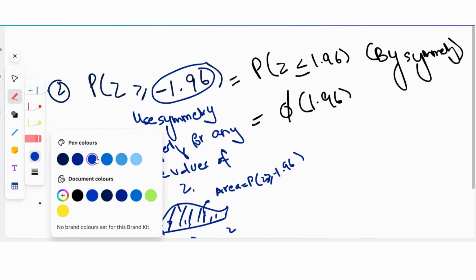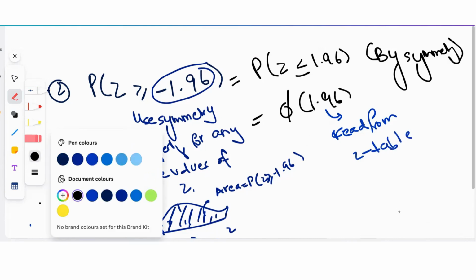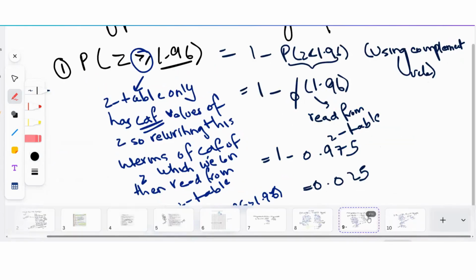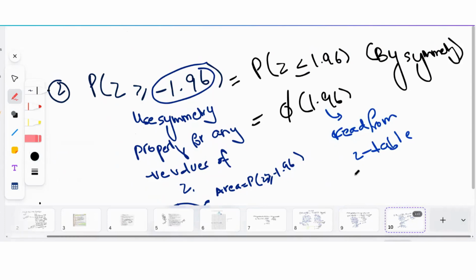And this we know we can read from the table, because this is just the CDF value of a positive value, right? It can be read from the Z table because remember, the table we're using has CDF values for positive values. And we already know what 1.96 is. We just found it here as well. This is 0.975.